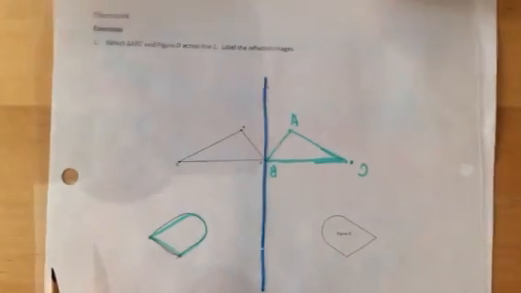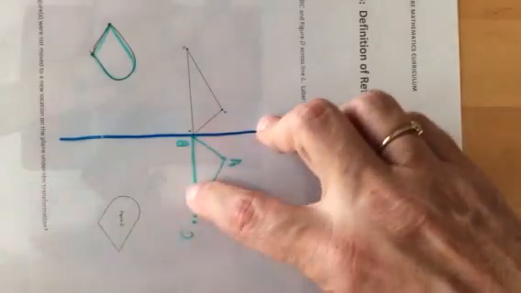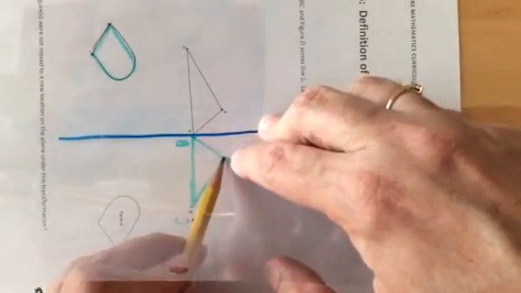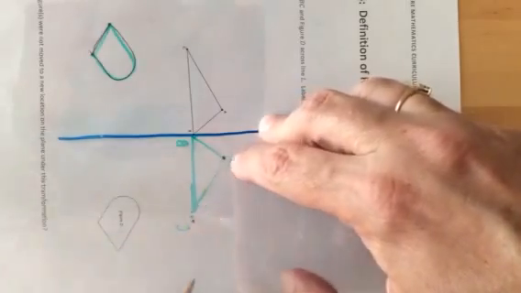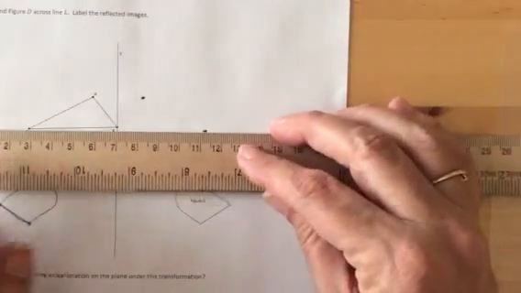I'm going to turn this one around so I can work on it. I'm going to trace, let's get the points there, and then I can connect the dots with my ruler. That might be the most accurate way to do this.